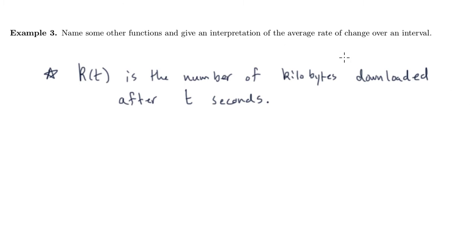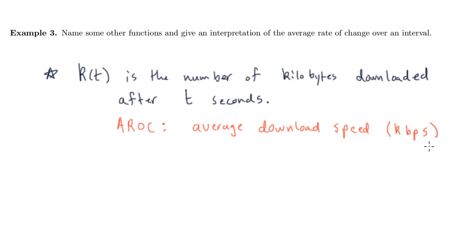So let's interpret what the average rate of change is over some interval. So the average rate of change, which I'll abbreviate AROC, is the average download speed. So obviously, the faster your internet is, the faster your average download speed is. And the units here are going to be kilobytes per second.